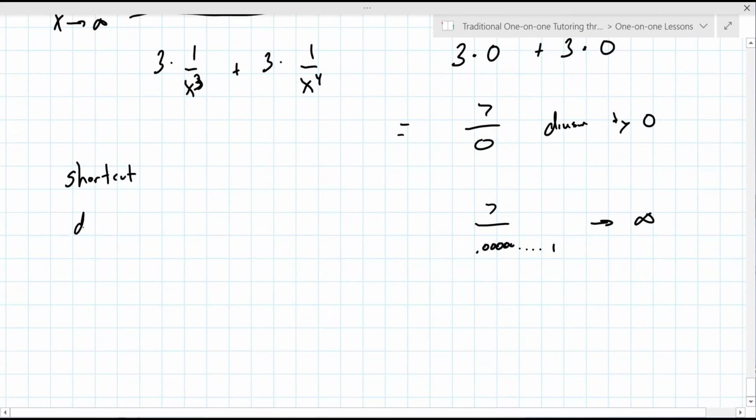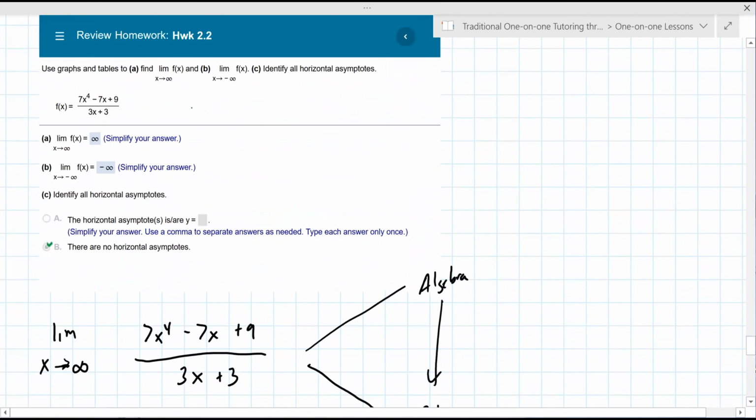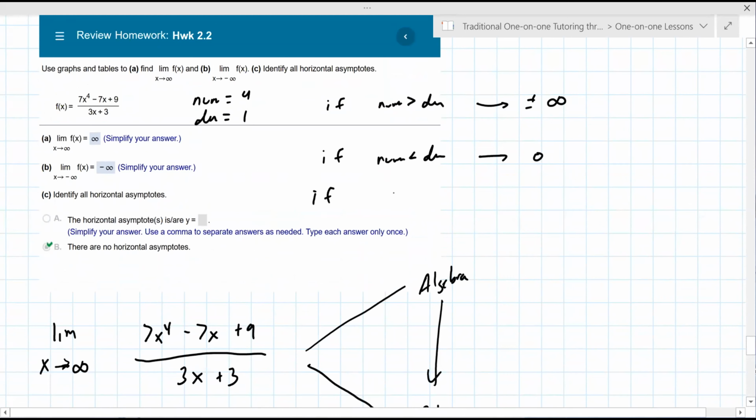has to do with the degree of the numerator over the denominator. Okay. Let's go back to the original question. What's the degree of the numerator up here? 4. The numerator is 4. The denominator is 1. If the numerator is greater than the denominator, it either goes to plus or minus infinity. Oh yeah, we learned this last year in pre-calc. Yes, exactly. If the numerator is less than the denominator, it goes to 0. If they're equal, it goes to the ratio of leading terms. So in that case, it would be like 7 over 3. Yes, if this was x to the fourth.